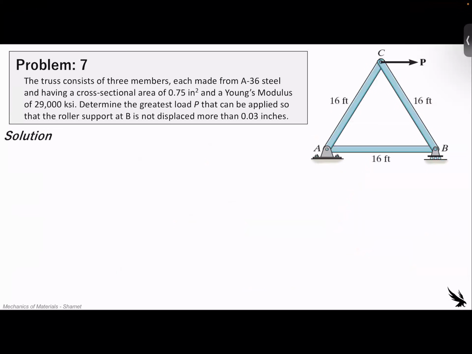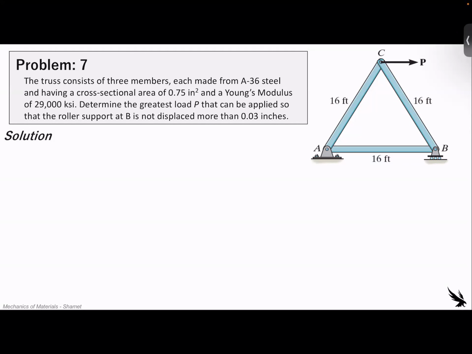All right, a few more to go. Back in the statics realm, now we're going to be looking at some deformations applied with statics. So we have a triangular truss. It's made of 3 members, each from A36 steel, having a cross-sectional area of 0.75 inches squared and a Young's modulus of 29,000 ksi. Now, we see that at point C up here at the top, we apply some load P horizontally for some random reason.